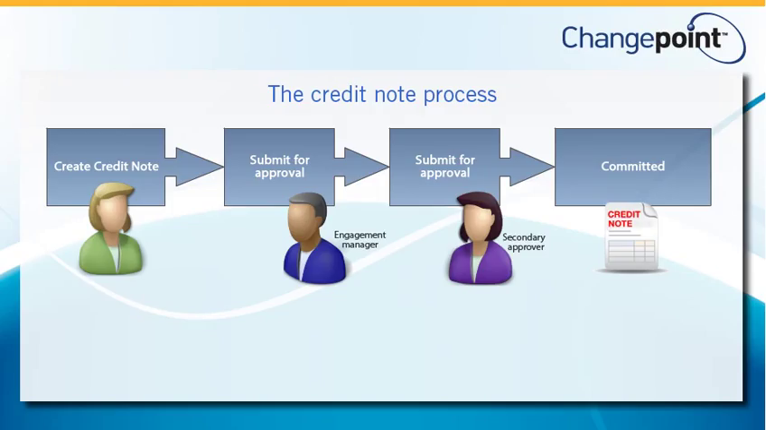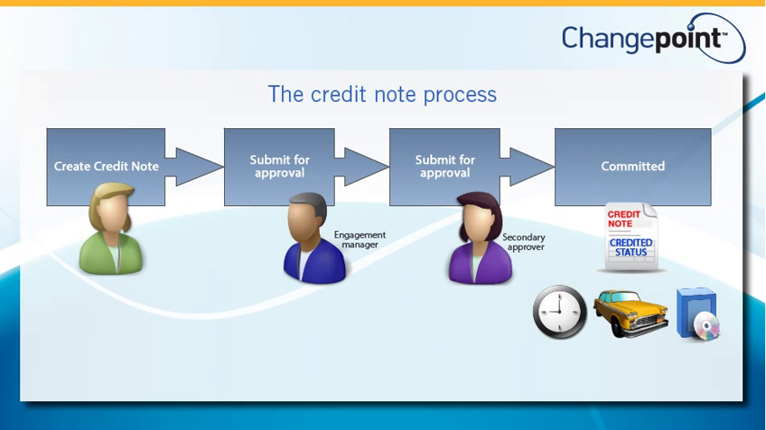When a credit note has been committed, the time, expenses, products, and additional items from the incorrect invoice are released and can be included in a new invoice. The status of the reversed invoice changes to credited.